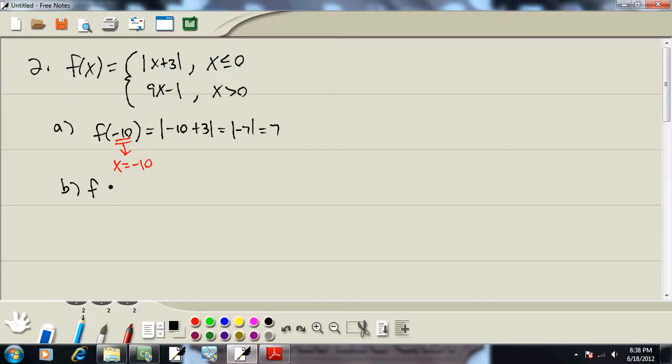Our next one is f of 9. Again, whatever number is inside the parentheses is your x, so they're telling you x is equal to 9. I come up here and compare it against my conditions. You plug it in for the x and see which one's true. Is 9 less than or equal to 0, or is 9 greater than 0? Well, 9 is greater than 0, so plug it into the second piece. So we've got 9 times 9 minus 1, which gives us 81 minus 1, or 80.